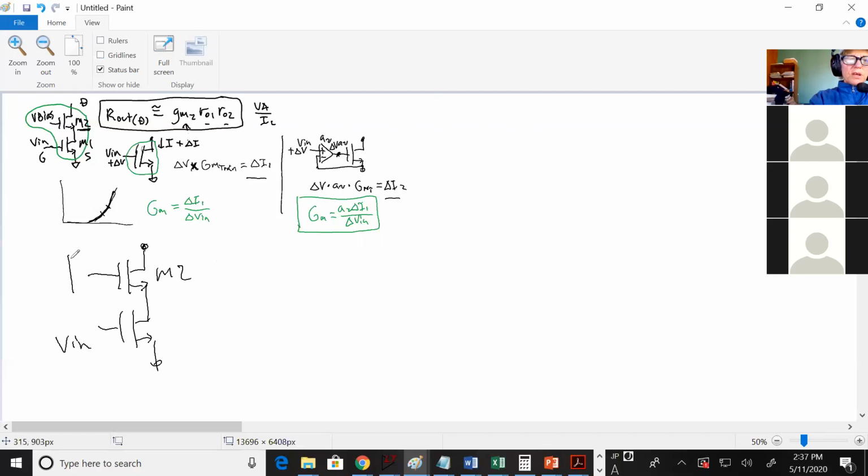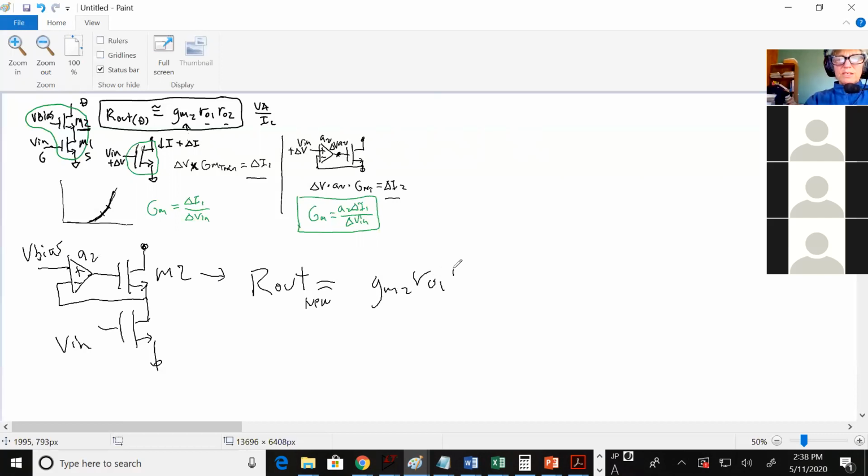So if you put an amplifier here, connect it the same way, the inverting terminal goes to the source of your transistor, and just put V bias on here, then your GM for M2 gets multiplied by whatever this gain is. And what do you think the new R out is? The one before, GM2, RO1, RO2, and then times the gain. Exactly.